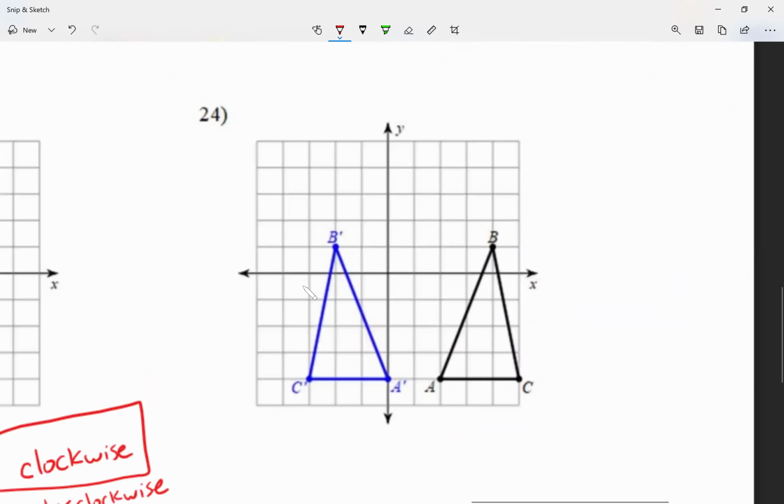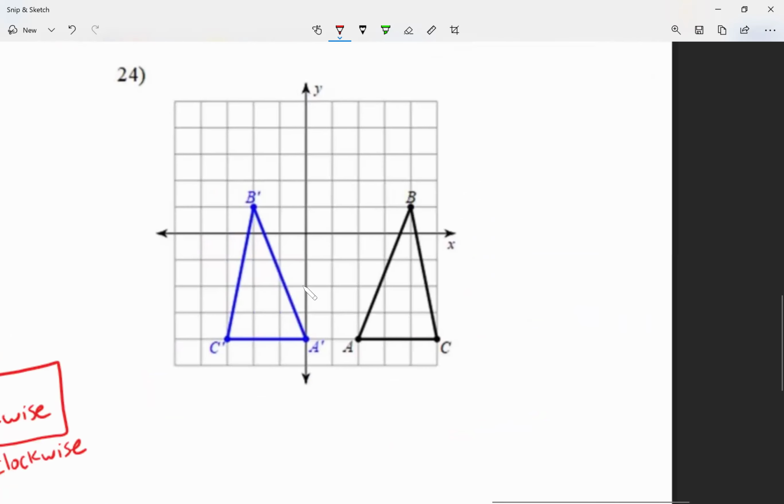Okay, cool. Finally, let's take a look at number 24. I'm going to say this is reflection now. Let's see. Look at my A and my A prime. The point in the middle is there. Looking at my C and C prime, the point in the middle is there. Same point. How about B? B and B prime, the point in the middle is right there. Yep, I can make a line that goes through the points.